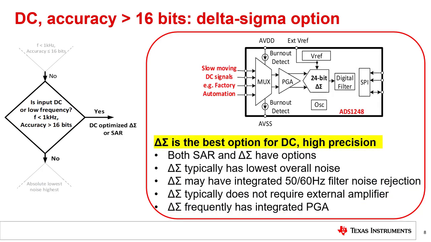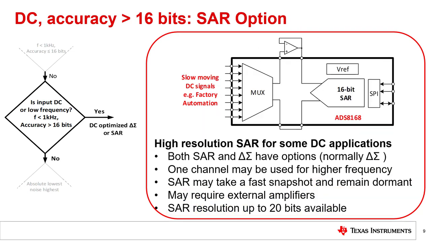When monitoring DC signals with a high resolution requirement, the Delta Sigma converter will usually be the best solution. Remember, the Delta Sigma uses noise shaping and an internal digital filter to get very low noise. Also, some will integrate a 50 or 60 Hz rejection filter. Finally, many Delta Sigma converters integrate a high impedance PGA, so an external amplifier is not required. But let's look at a SAR option.